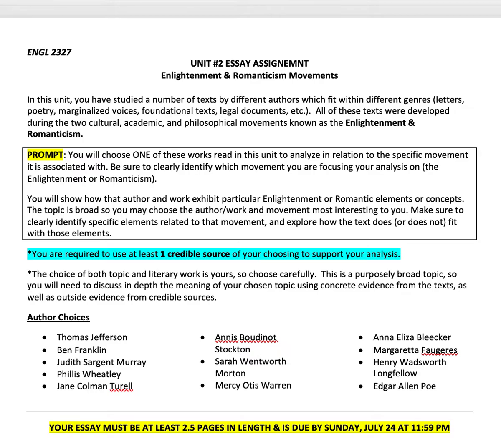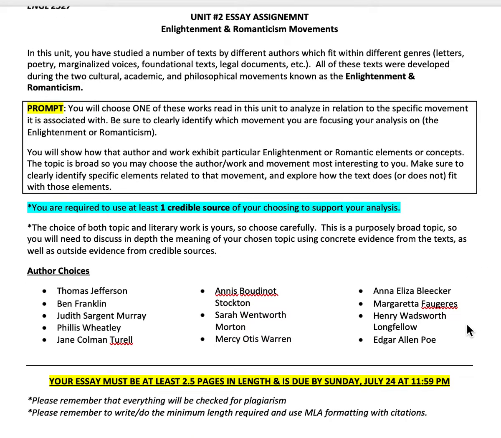So I'm going to repeat that because I want to make sure we're all doing this correctly. Make sure you are choosing one of the works that you read in this unit and analyze it in relation to the specific movement that it's from. You want to clearly identify which movement you're focusing on, whether it's the Enlightenment or Romanticism, and you're going to show how that author and that work exhibit specific elements or concepts from that movement.